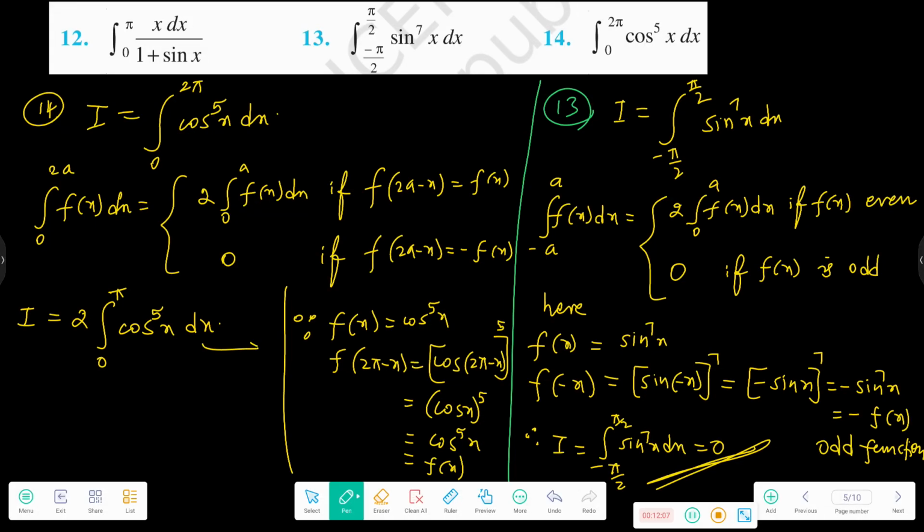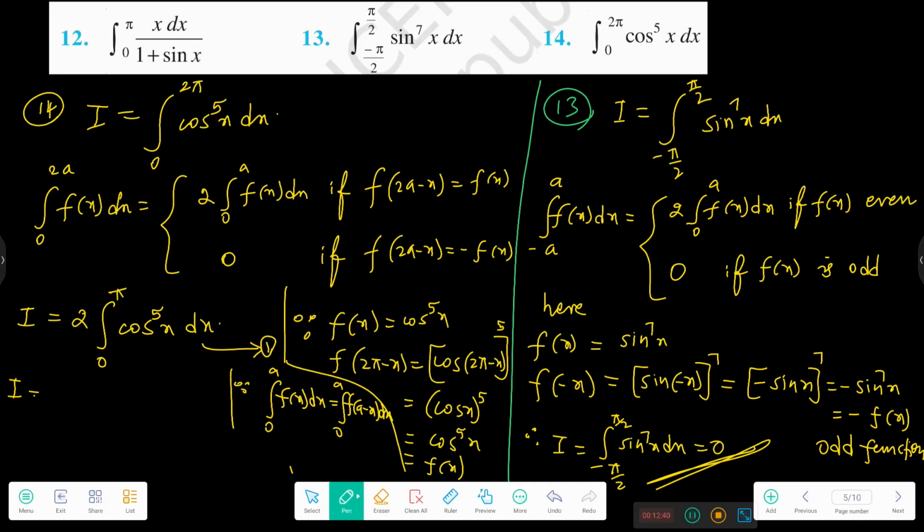Let me take this as answer number 1. After simplifying, we got I equal to 2 times the integral from 0 to pi of cos^x cos^5 x dx. Now apply the property. One more property we have, property number 4, which I am using: the integral from 0 to a of f(x) dx is equal to the integral from 0 to a of f(a minus x) dx. This property I am going to use here.